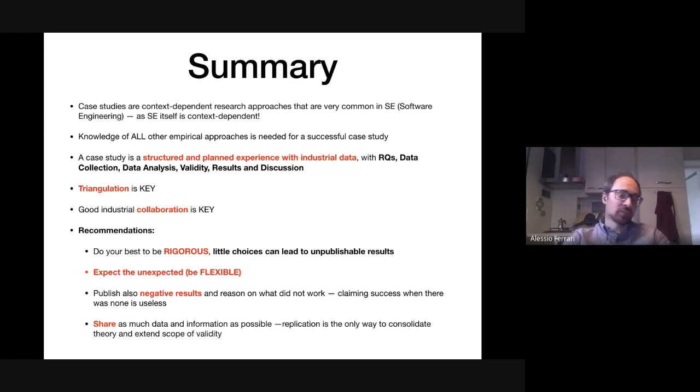For example, in our example, we considered sharing our tool, the tool that we developed. This is important so that others can replicate the study, not entirely, but can replicate your experience in a different way in other companies. And this allows us to extend the scope of validity and to enrich the theory. That is always the objective of any empirical software engineering inquiry.